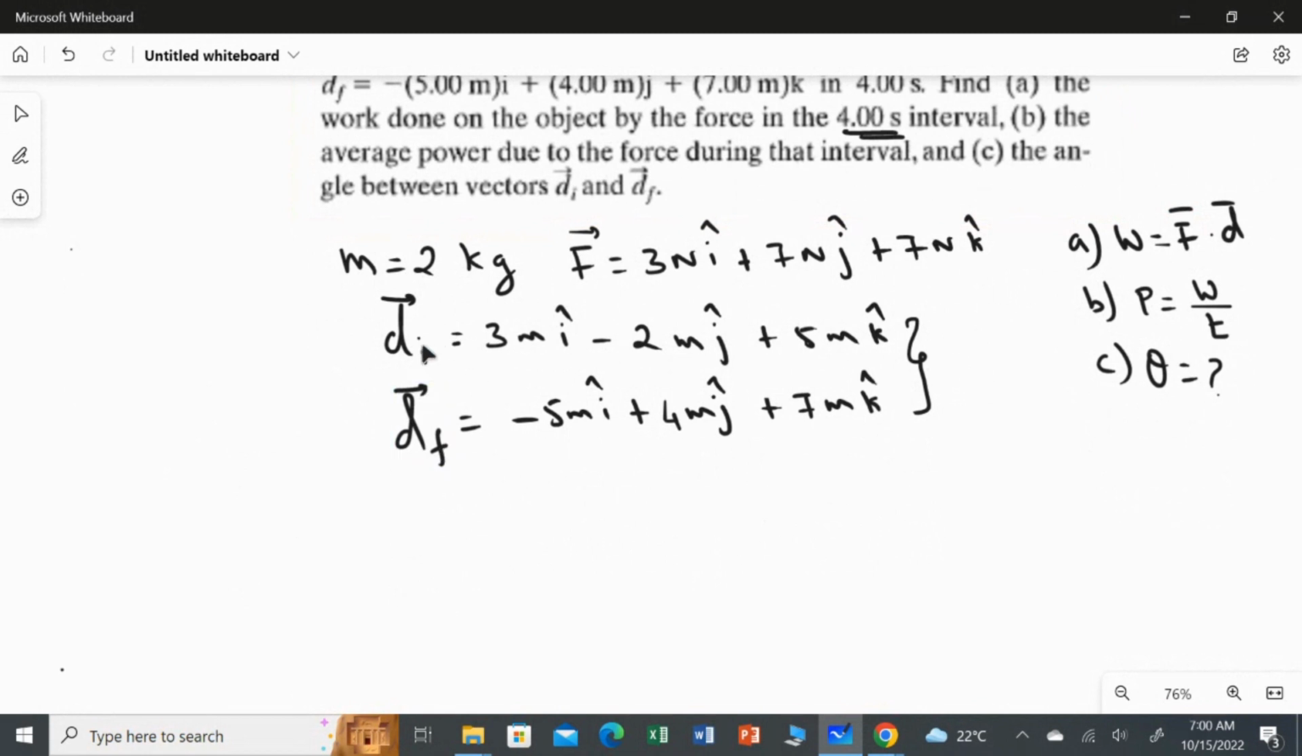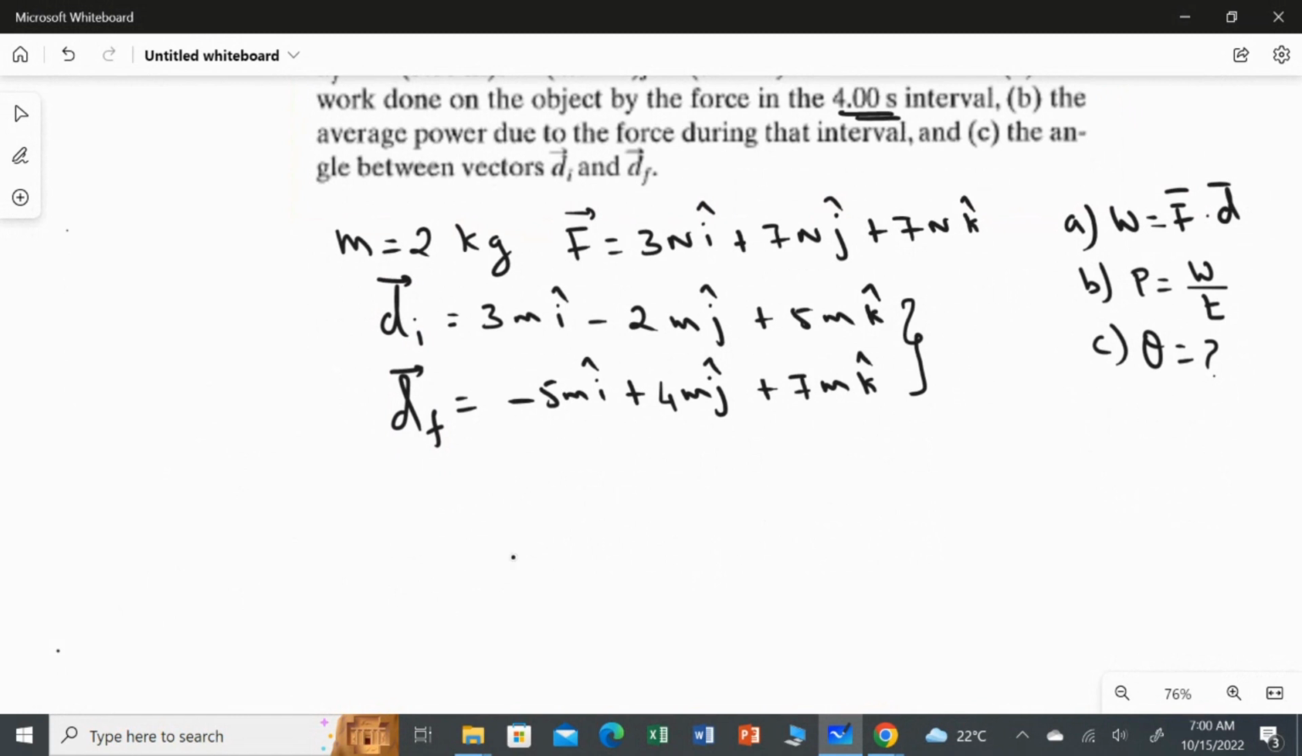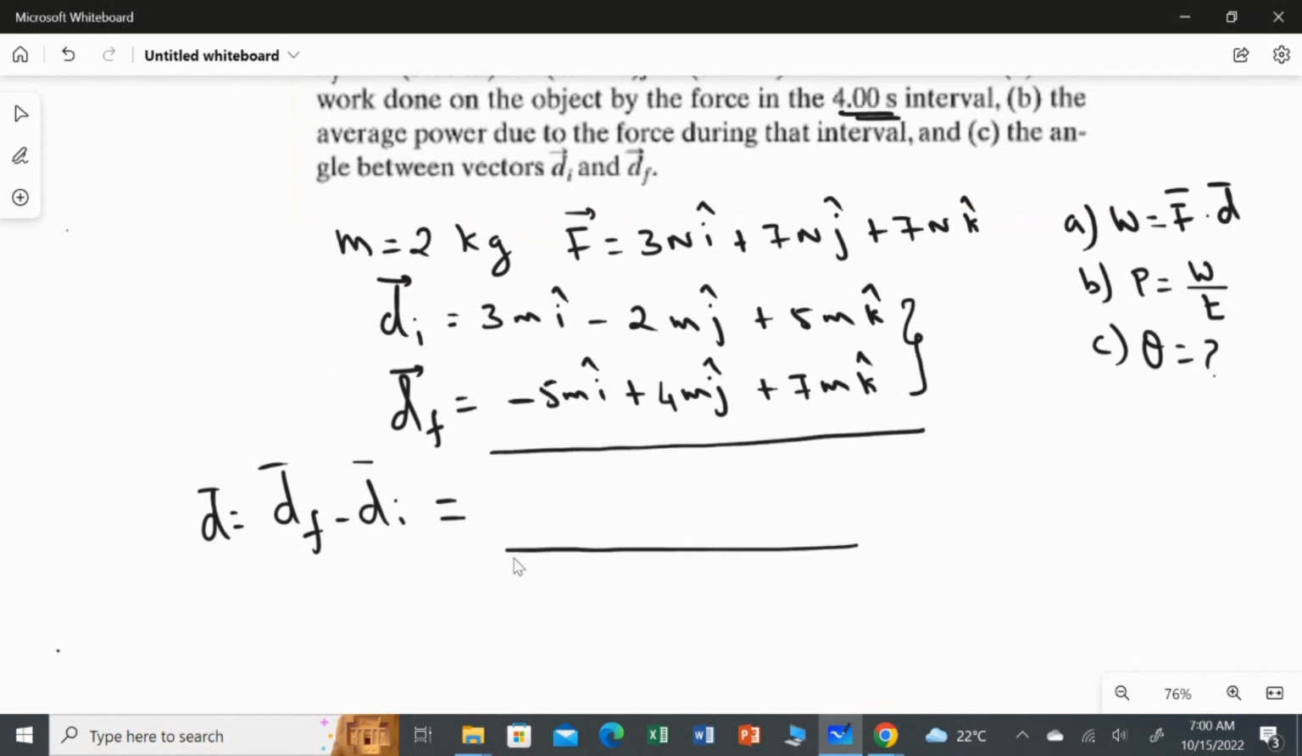So by using this initial and the final, I'm going to find the value of d. What's the formula? The displacement vector d is equal to d final minus d initial. Clear? So I'm going to subtract this equation directly from here. Whenever you subtract d final and d initial, always subtract i with i, j with j, and k with k.